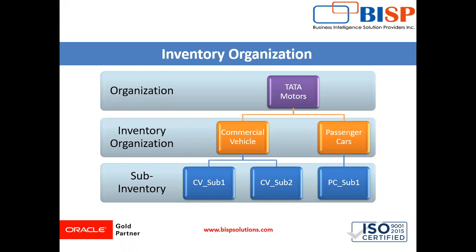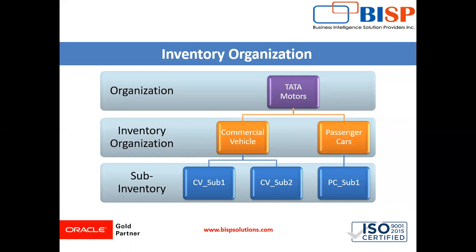Let's take one scenario. We have the Tata Motors organization, and under this organization, we have two inventories. One is the commercial vehicle inventory and the second is the passenger car inventory. Further, inventory divides into sub inventories.